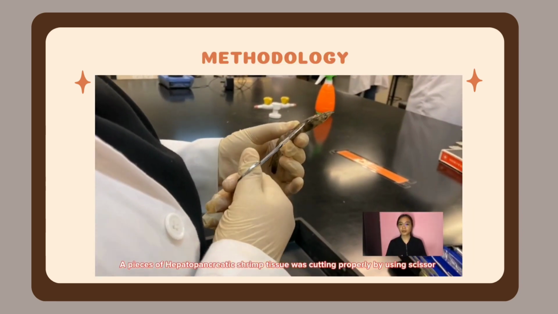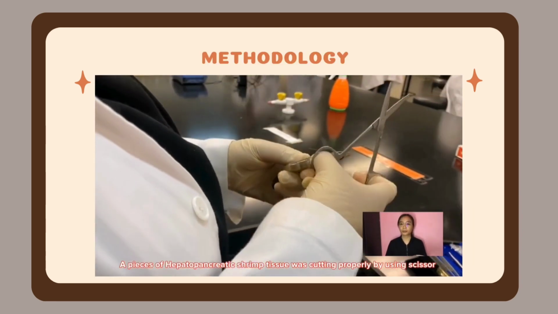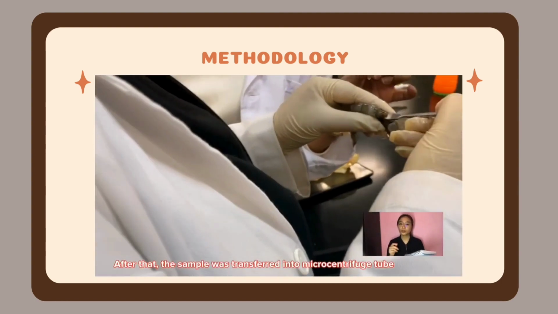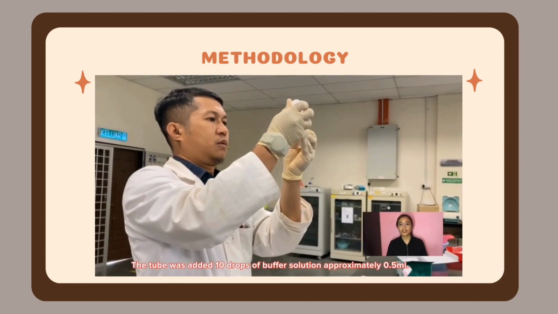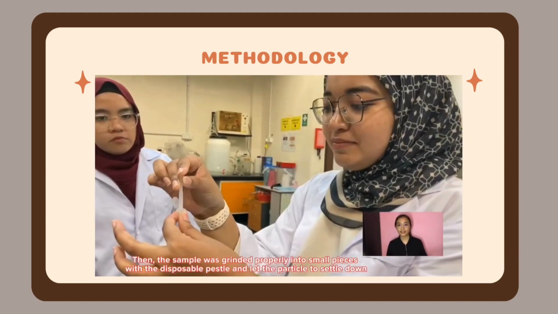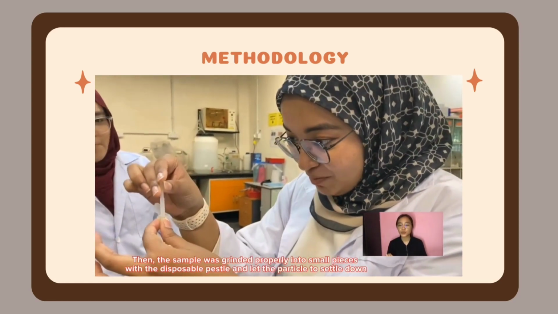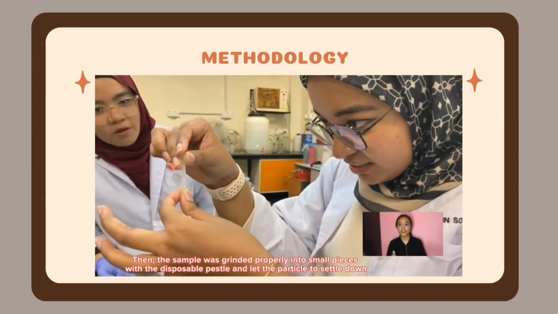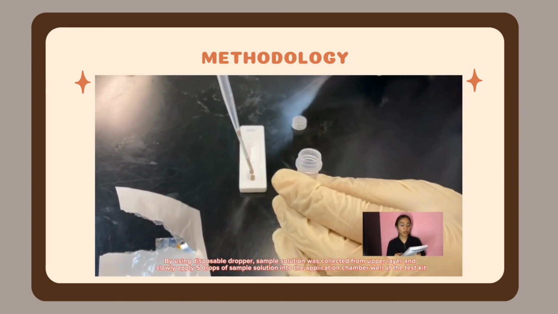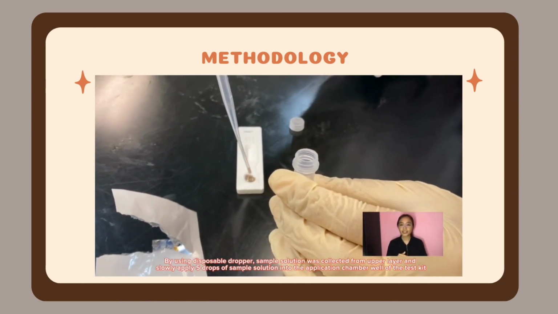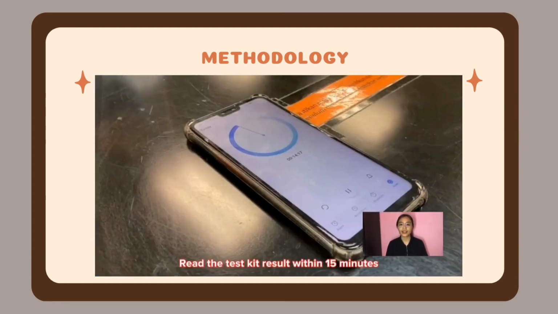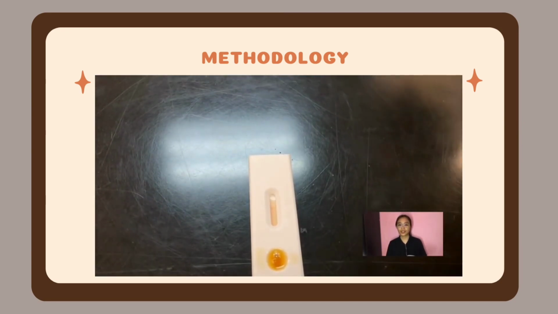We move to the materials and methodology. First, a piece of hepatopancreatic shrimp tissue was cut properly by using a scissor. Second, the sample was transferred into a microcentrifuge tube. And then, 10 drops of buffer solution, approximately 0.5 milliliter, were added to the tube. Then, the sample was ground properly into small pieces with the disposable pestle and the particles were left to settle down. By using the disposable dropper, the sample solution was collected from the upper layer and 5 drops of sample solution were slowly applied into the application chamber well of the test kit. For the last, read the test kit result within 50 minutes.